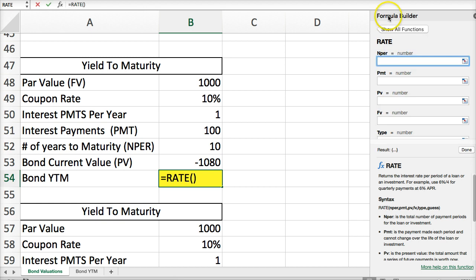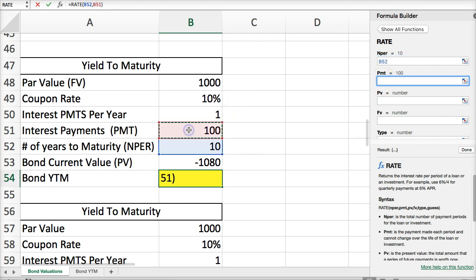And I prefer to use this formula builder because it's easier to assemble the formula than to do it longhand in the formula bar. So here Nper is going to be the years to maturity. Payment is of course the coupon payment, which is 10% times the par value, which is 100. The present value is the current bond value. So this is selling at a premium because it's above 1,000, which is the face value. And then the future value is the bond par value.